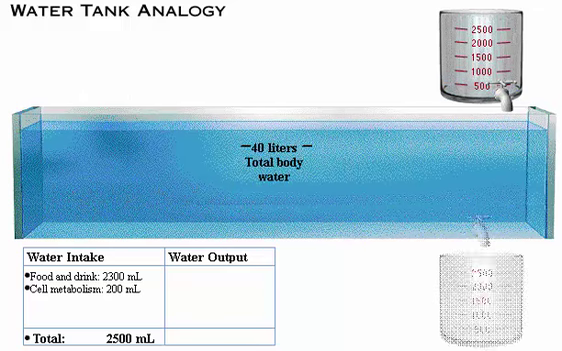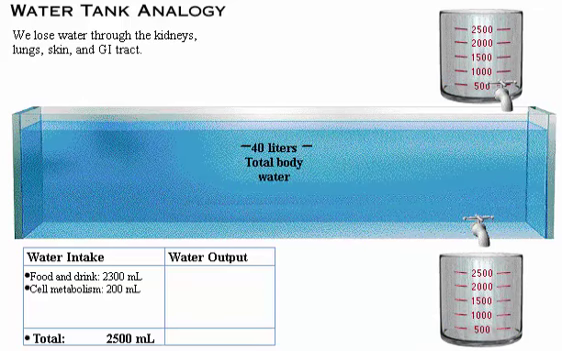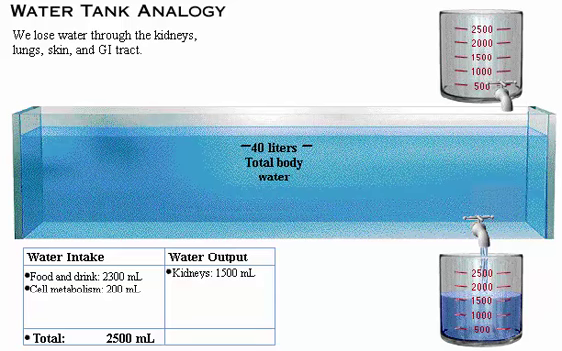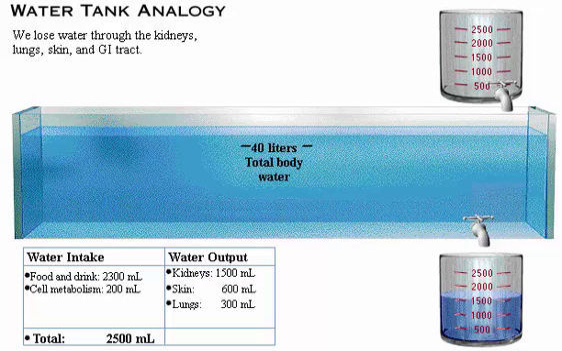At the same time, we lose water, mostly through the kidneys, but also through the lungs, skin, and gastrointestinal tract. We lose approximately 1,500 milliliters per day from the kidneys in the form of urine. We also lose about 600 milliliters of water per day through the skin and 300 milliliters from the lungs in the form of water vapor in exhaled air.